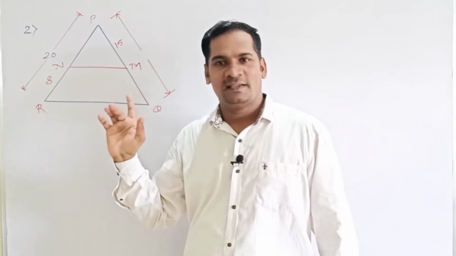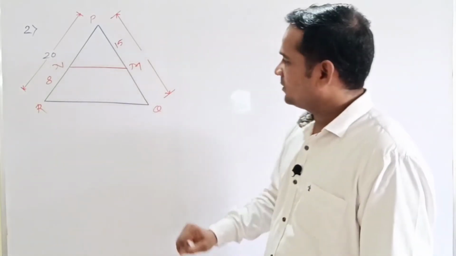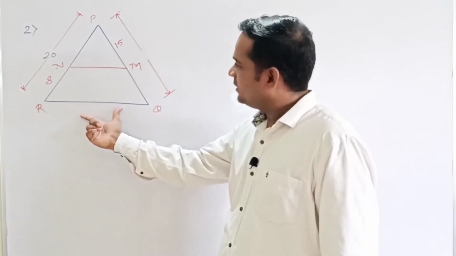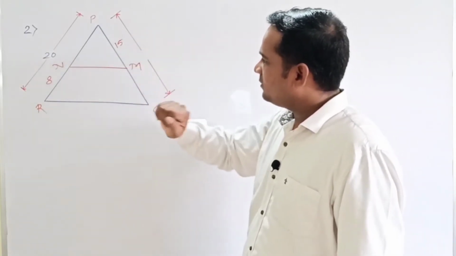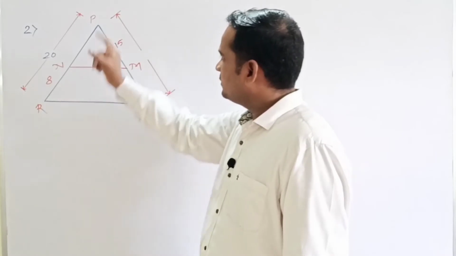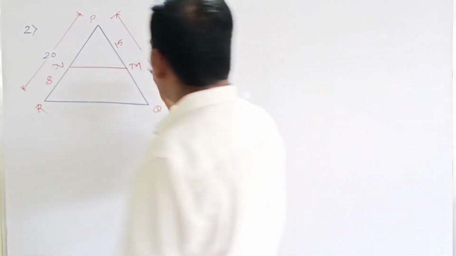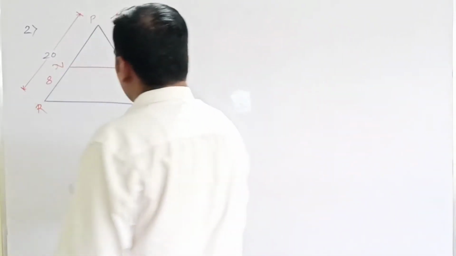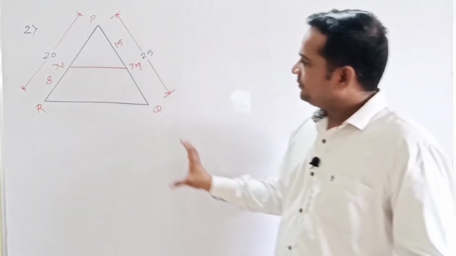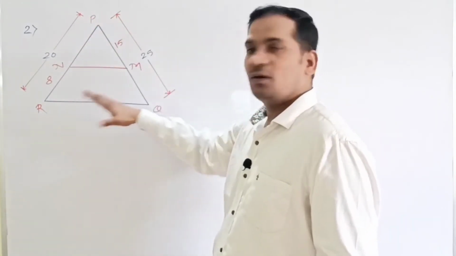Now this is question number 2 from practice set number 1.2, in which we have to prove whether this line NM is parallel to QR. Now in the triangle PQR, this PM is given, that is 15, NR is equal to 8, this PQ is equal to 25, and PR is equal to 20. Now the question is whether this line NM is parallel to QR or not.